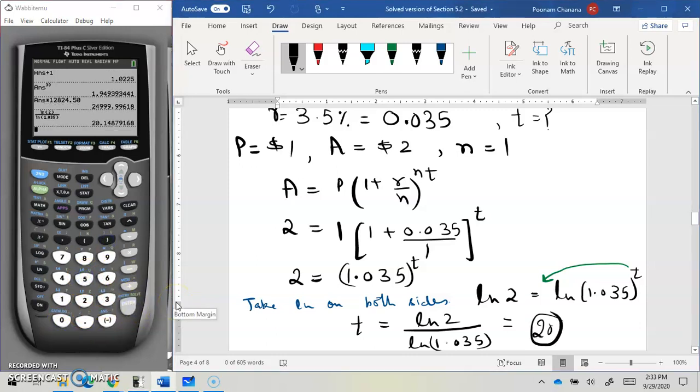So at this inflation rate, it will take roughly 20 years to double the prices of things.